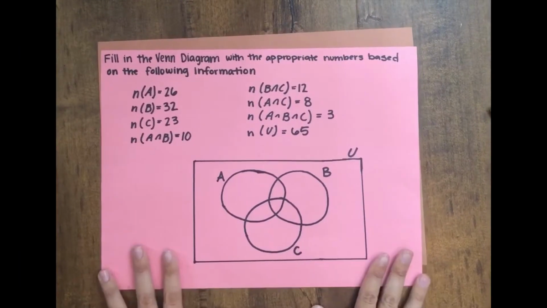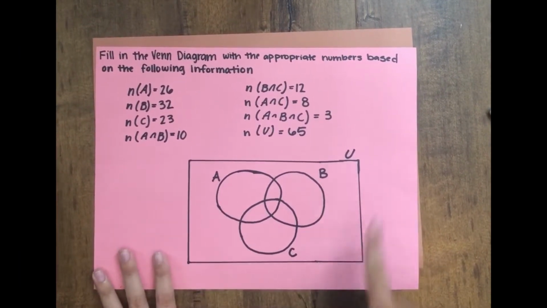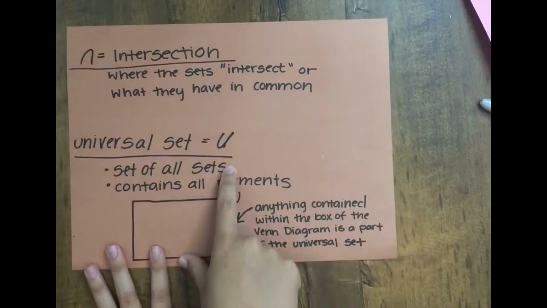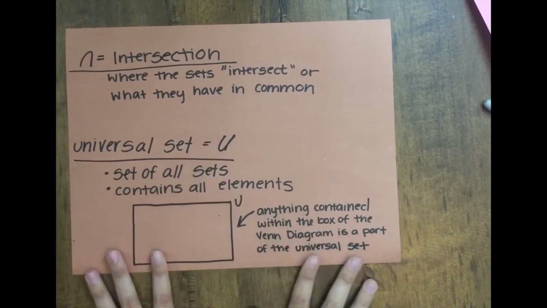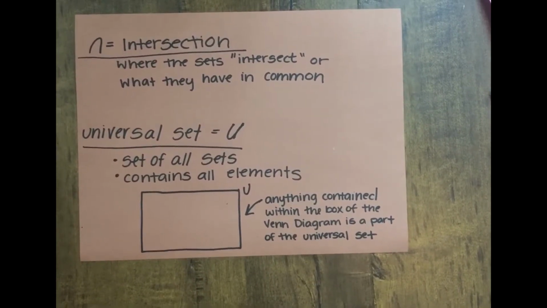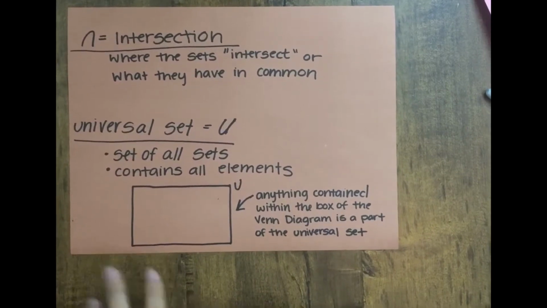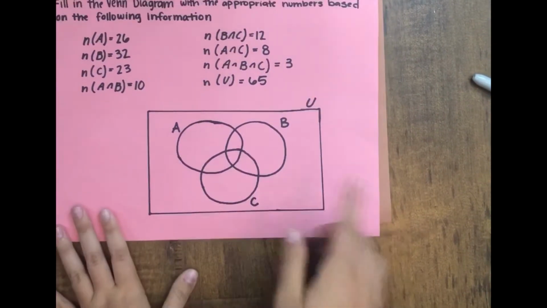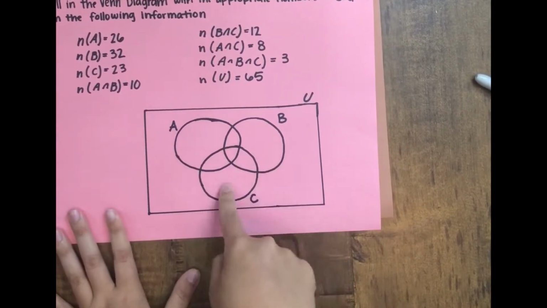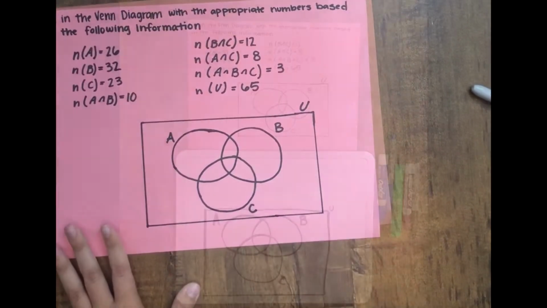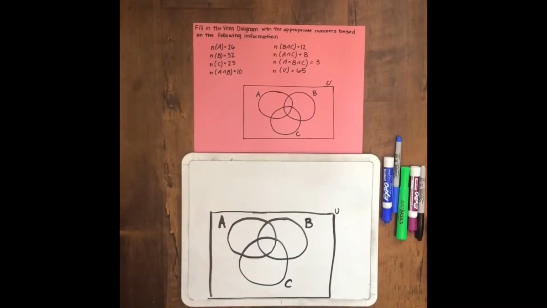Looking at the Venn diagram, you may have noticed that it's bordered by a box that's labeled with a U. This U is indicative of the universal set. And the universal set is a set of all sets and contains all the elements of every set. So anything contained within the box of the Venn diagram is a part of the universal set. Looking at our original problem, anything within the set A, B, C, all of them, or anything within this box is a part of the universal set. So let's begin solving the original problem.